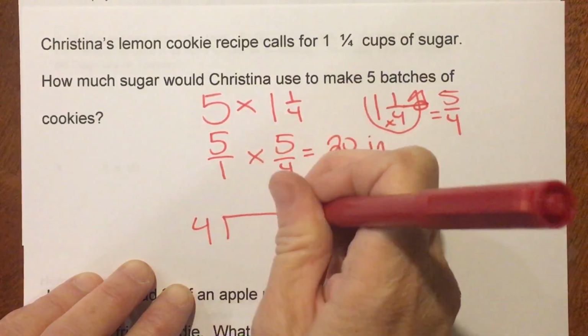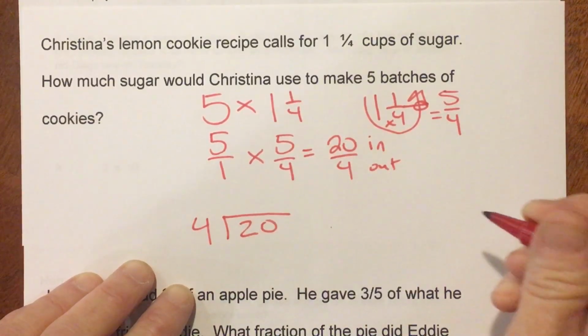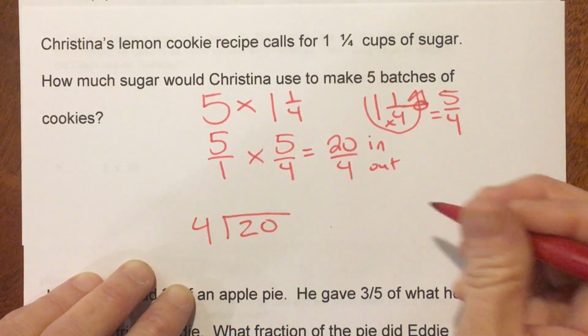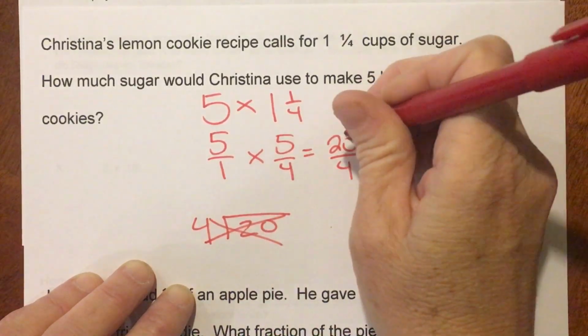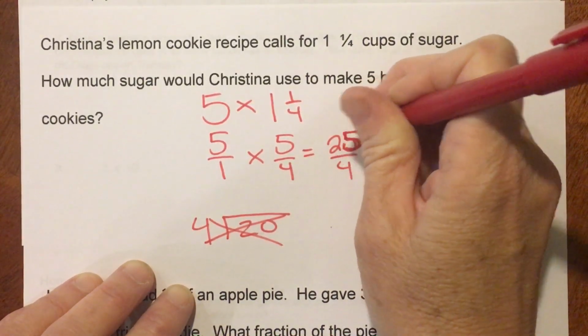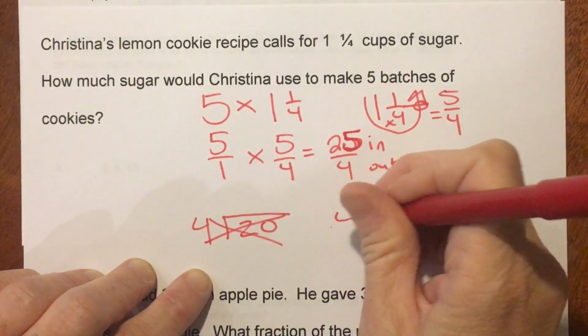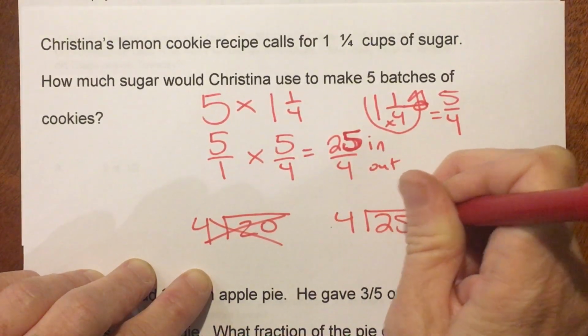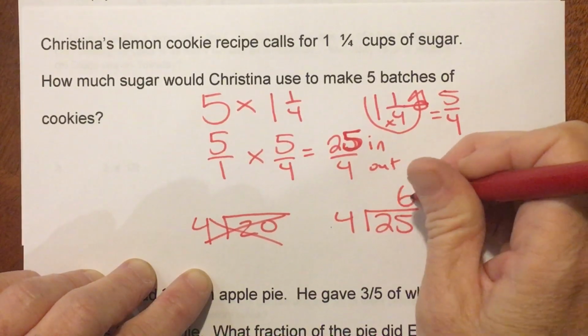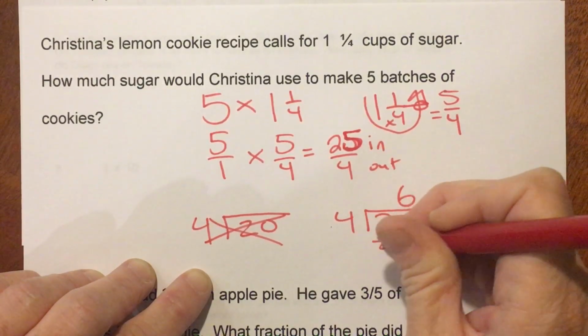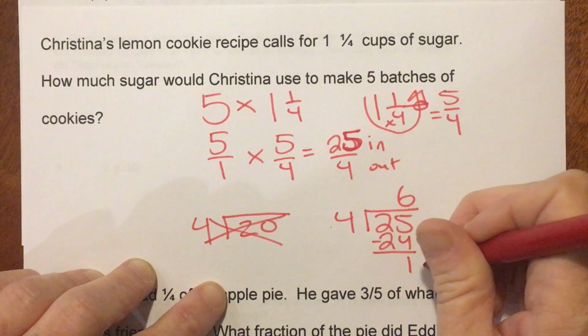So 4 can go into 20. Oh, I made a mistake, ladies and gentlemen. That was supposed to be 25. I'm so sorry. Okay, let's try that again. 4 can go into 25 6 times. 6 times 4 is 24, and I get a 1.